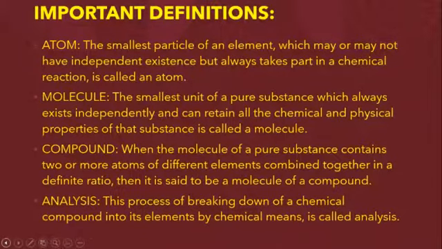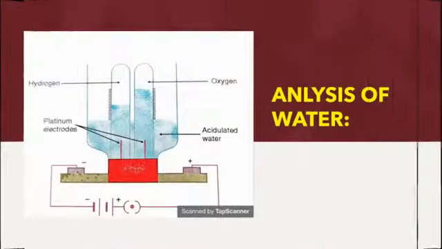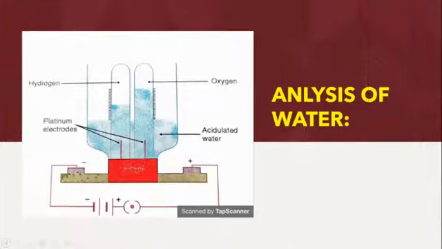Analysis: the process of breaking down of chemical compound into its elements by chemical means is called analysis. So this is analysis of water. As you can see, this whole part is hydrogen, this part is oxygen, this is acidulated water, and these are platinum electrodes. So this is analysis of water.